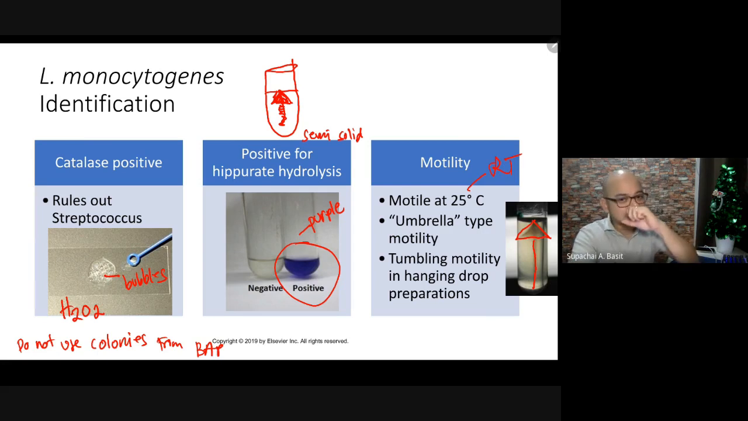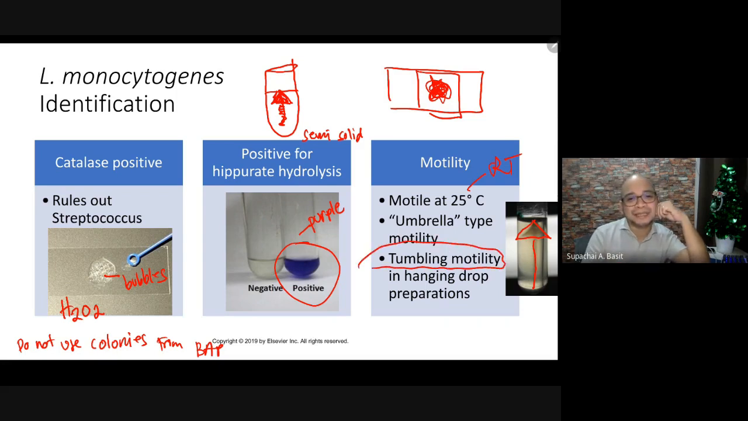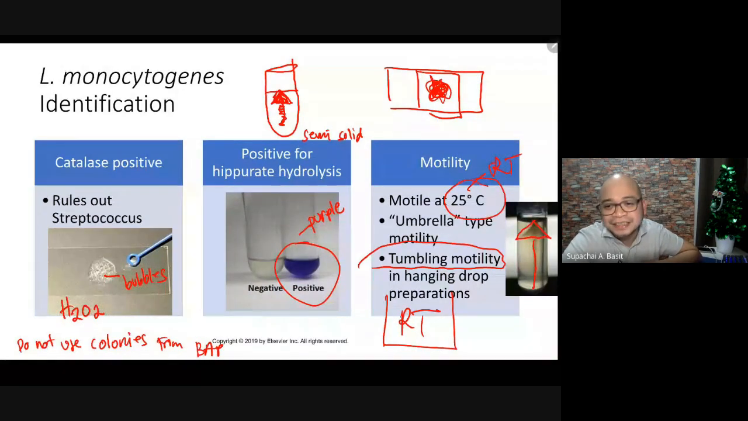And then if you prepare it in a hanging drop, meaning a slide plus the culture medium with liquid suspension, they will tumble. So tumbling motility. Take note that tumbling motility and umbrella type motility are only possible if incubated at room temperature. So that's why at 25 degrees centigrade, not at 35 degrees.